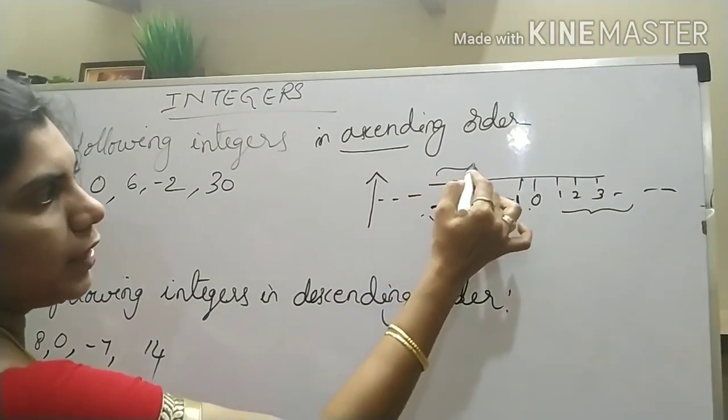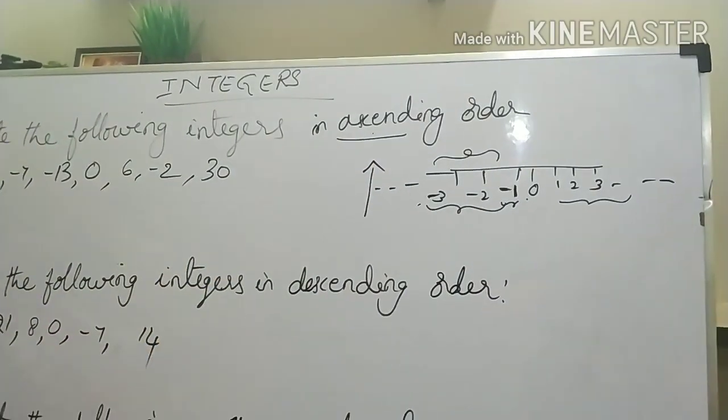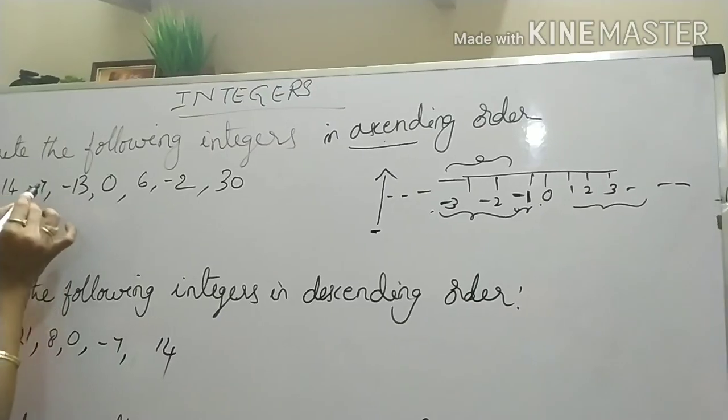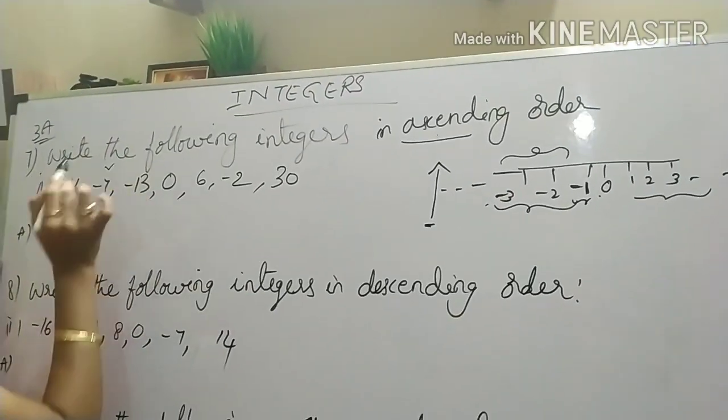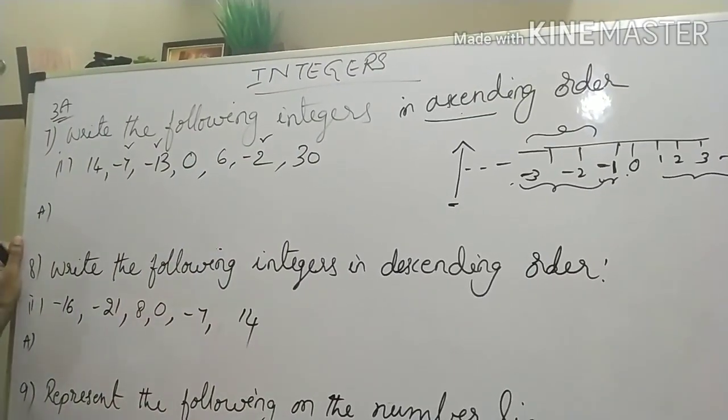First you have to check negative numbers, which is the smaller one. So we are writing in ascending order, so first we have to start with the smaller one. Here, what are the negative numbers? Minus 7, minus 13, minus 2. These three are negative numbers.